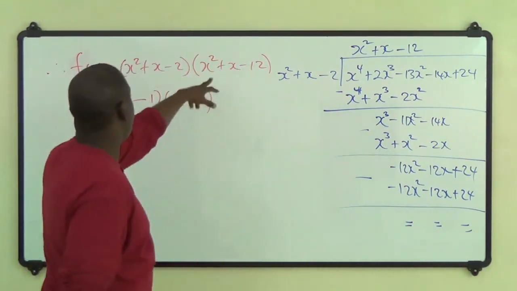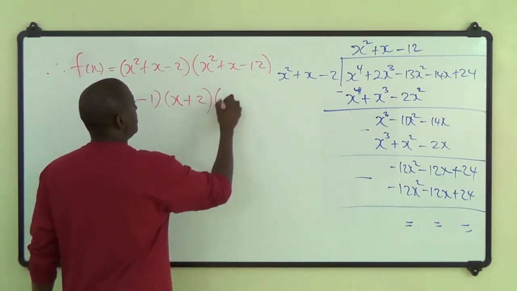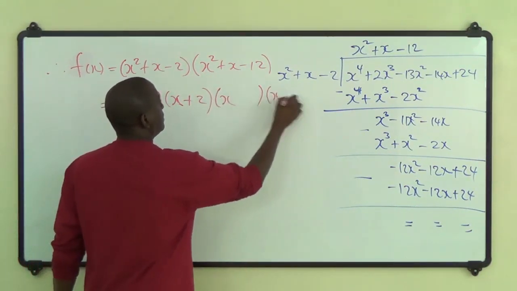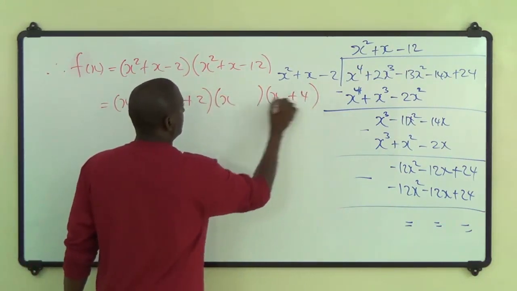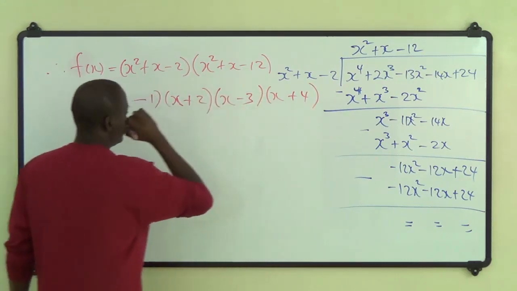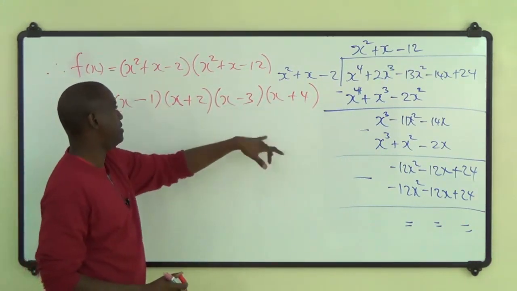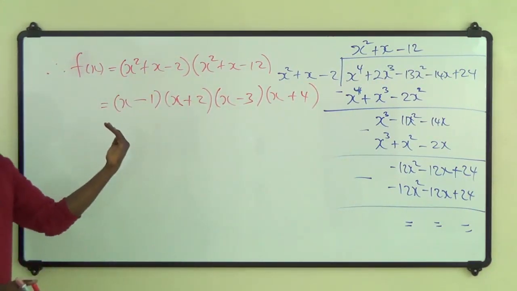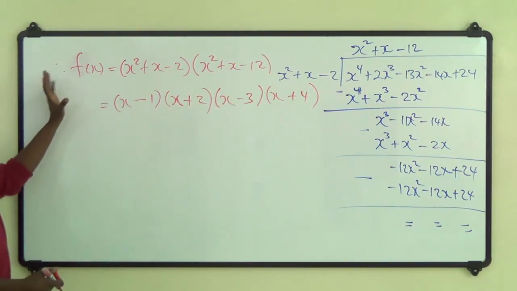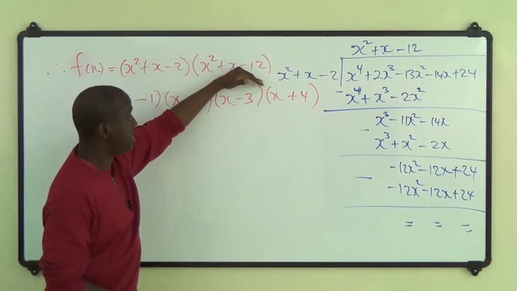Same story over here. X squared plus x minus 12. That will be x, 4 minus 3 is 1, so that will be plus 4 and minus 3. All right, 4x minus 3x is 1, 4 by minus 3 is minus 12. So now we have a complete factorization where f of x is equal to x squared plus x minus 2 into x squared plus x minus 12.